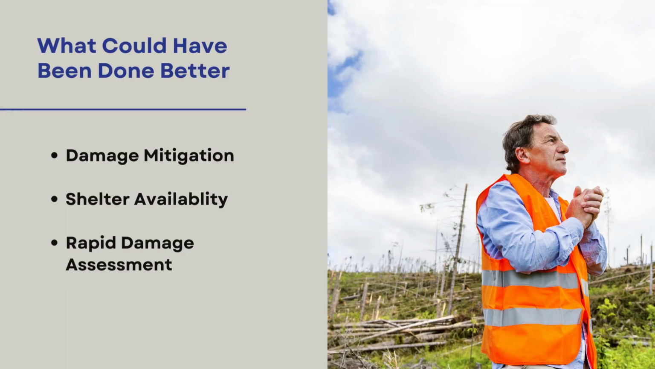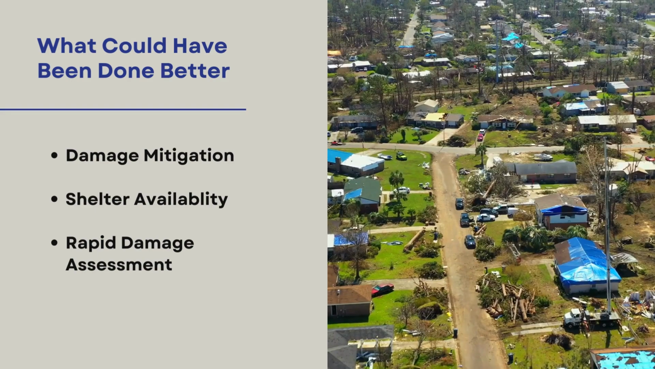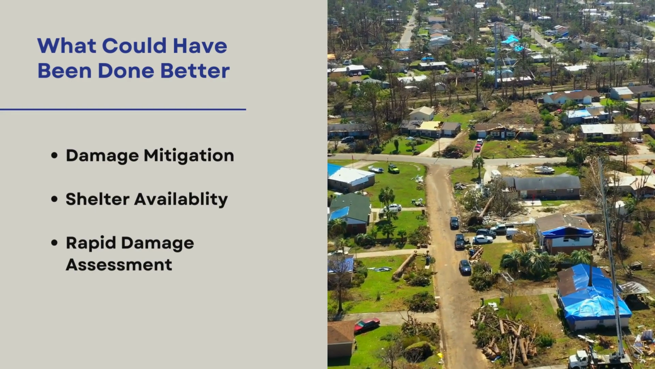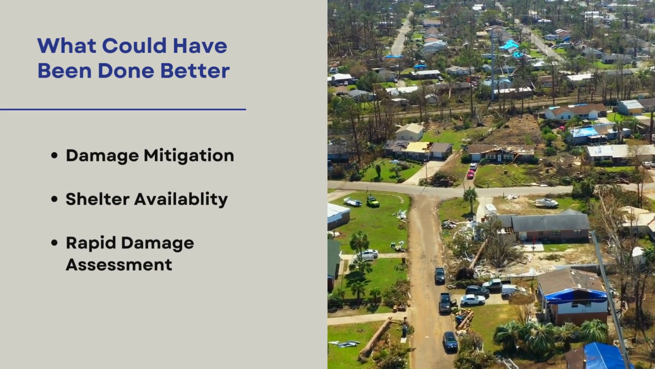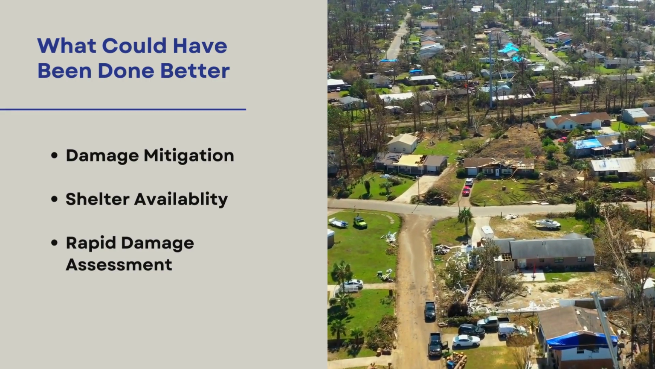What could have been done better? Damage mitigation. The extent of the damage indicates that some areas may not have been fully prepared for the severity of the hailstorm. Encouraging hail-resistant roofing materials and promoting community education on hail mitigation strategies could have been beneficial.